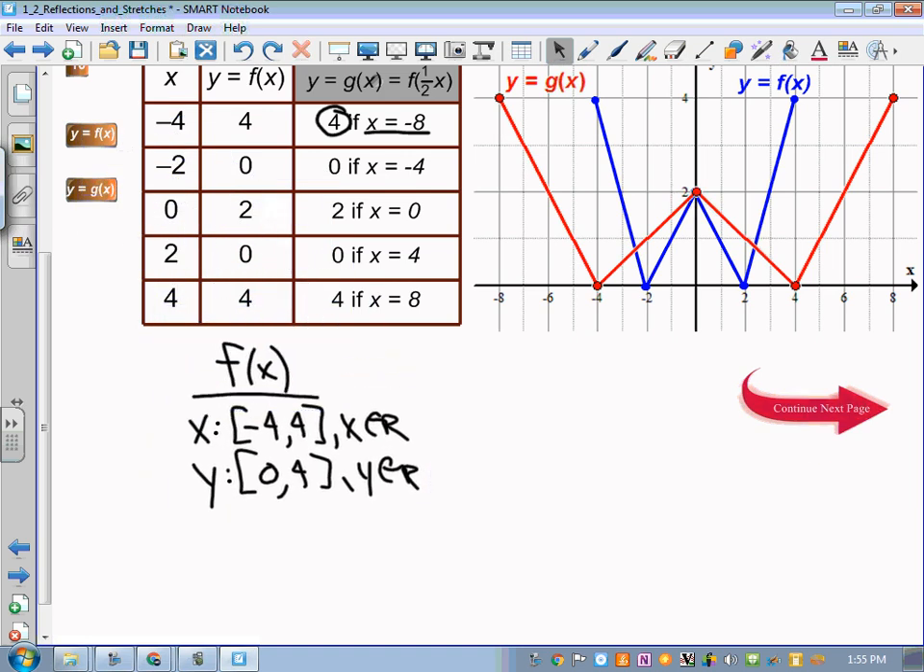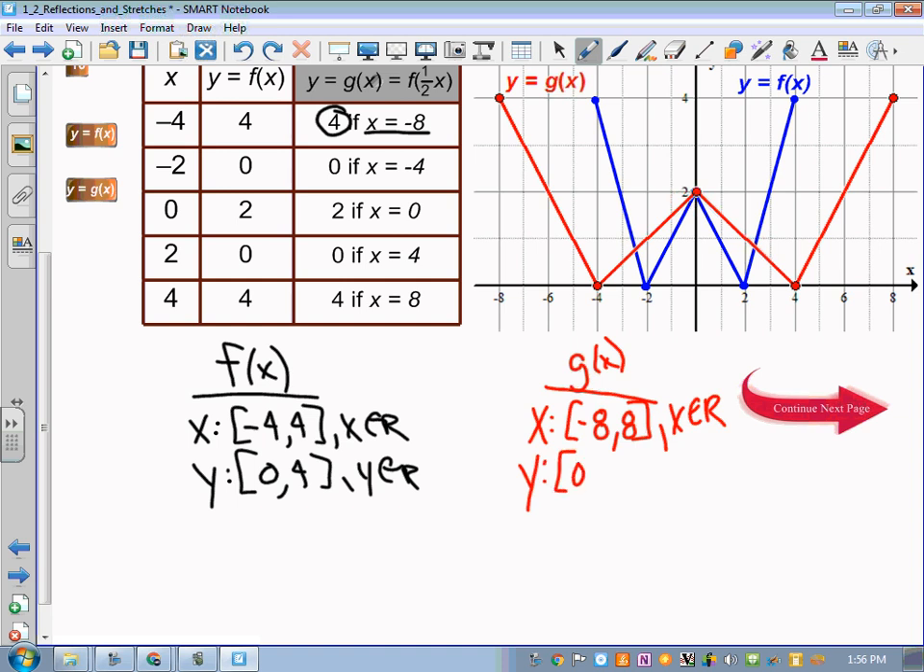That's the original. But now when I look at g of x, and we'll do that in red, my domain has changed again. So if we look at my domain, I would have that x exists from -8 to +8. That's the original x values multiplied by 2, and x is an element of the real numbers. And my new range is exactly the same because we haven't done any type of vertical stretch. Now, I did forget this on the last question, but fortunately, it is the same for both.